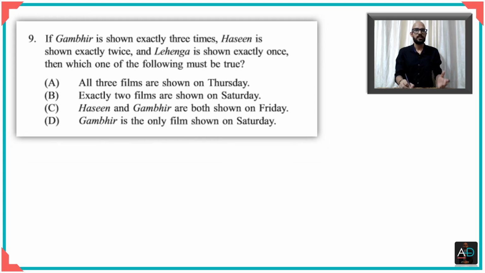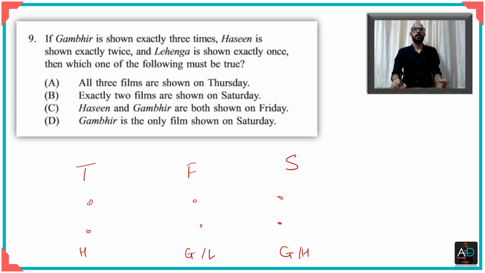As always, we start off with the data that is common to all of the questions. So you know that you have these positions here, and on Thursday you have Haseen, on Friday you have either Gambhir or lehenga, and on Saturday you have either Gambhir or Haseen. Now we have a look at the stem of the question. This is called the question stem, by the way, and these are the options.